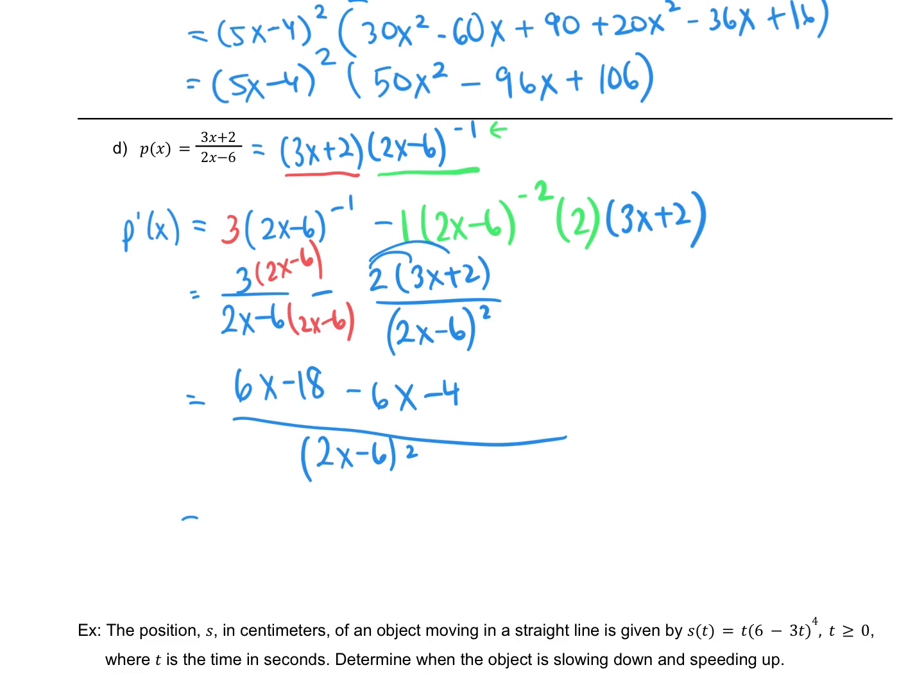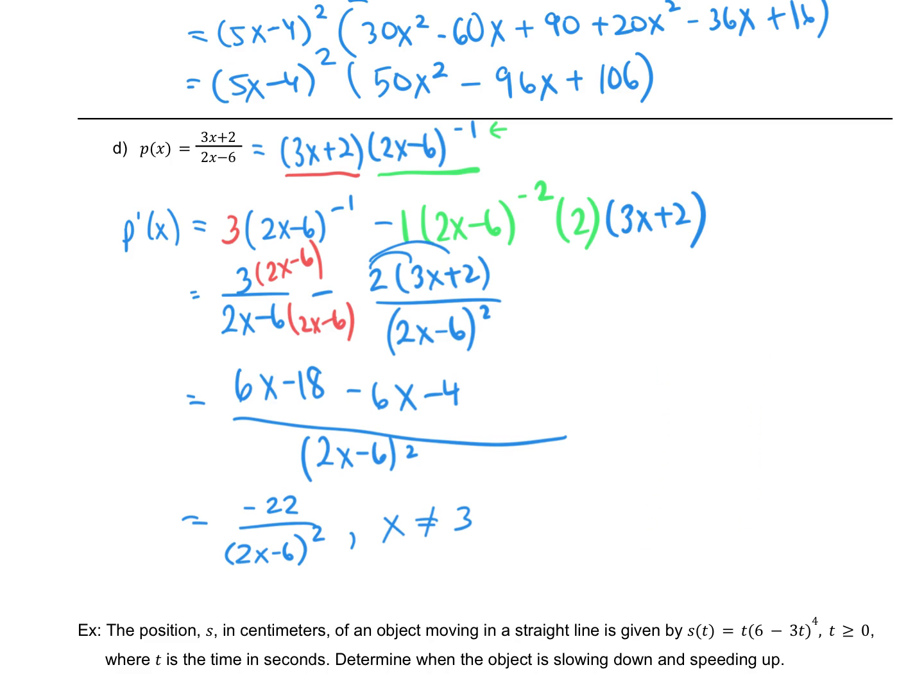And then just collect your like terms. The 6x's cancel out, and we're left with -22 over 2x minus 6 all to the power of 2. And x cannot equal 3, because that's what would make the denominator 0. Now, I could actually take this a step further if I wanted to. I could factor out a 2 from here, which would be raised to the power of 2, and then reduce the -22 with the 4 that would be there. But this is fine as well.